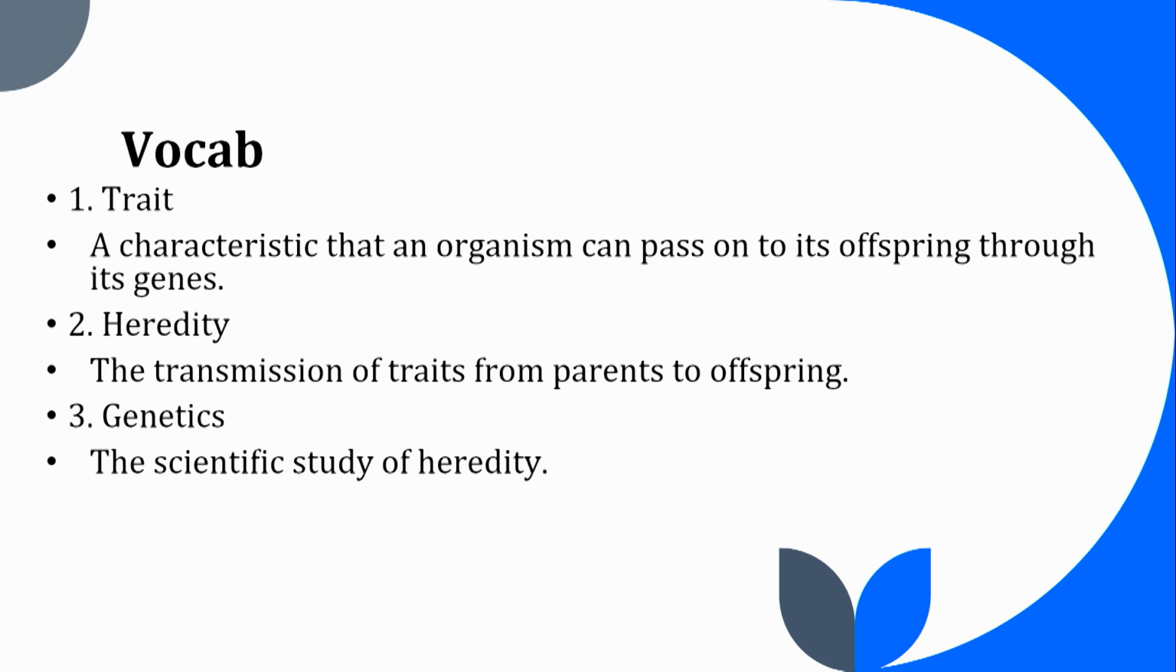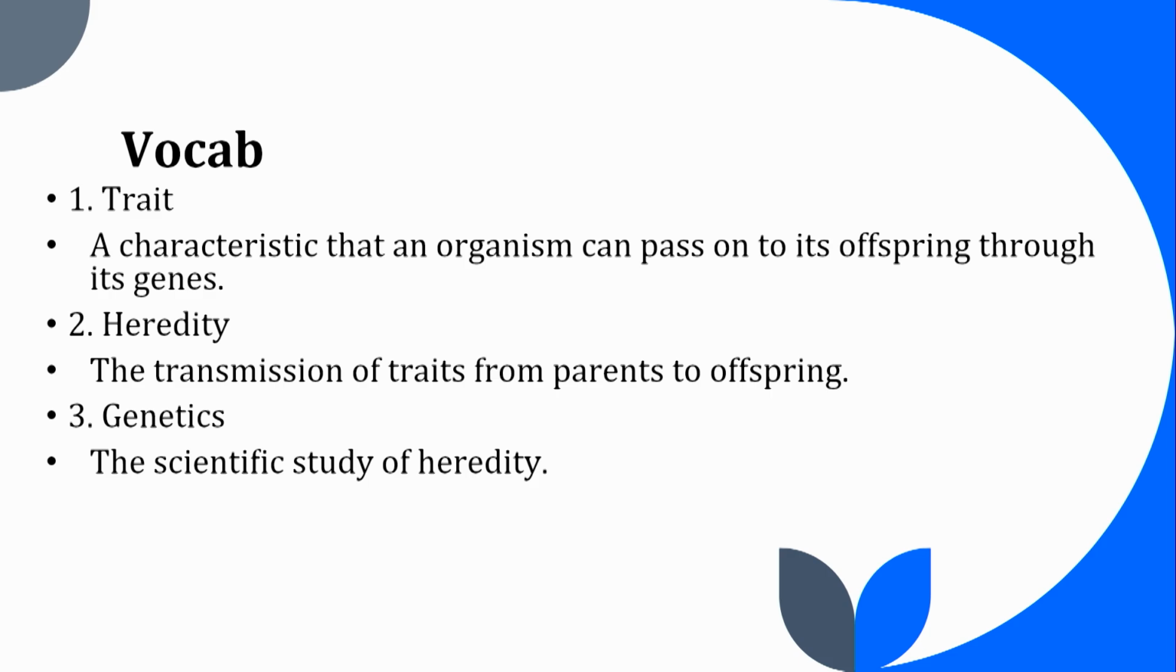Okay, so number one, we're going to talk about something called a trait. What is a trait? This is a characteristic that an organism can pass on to its offspring through its genes. A trait is something you can see. So this could be the color of your hair or the color of your eyes, or are you right-handed or left-handed? Those are all traits, okay? It's just something about you, okay?